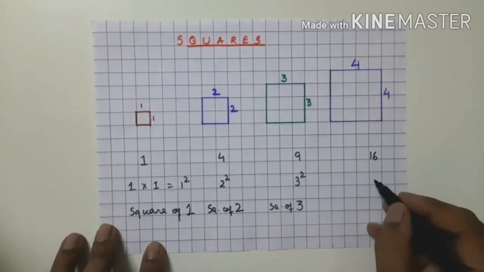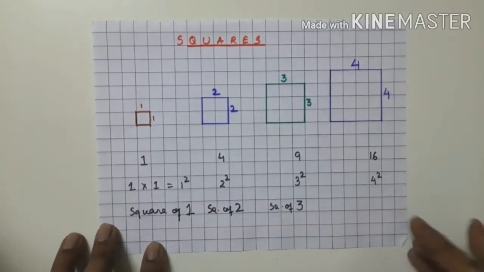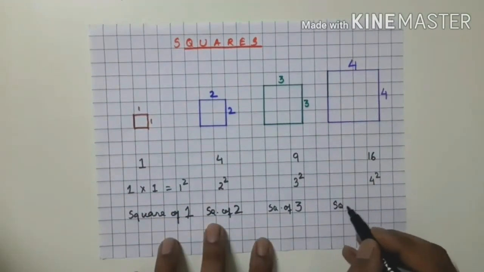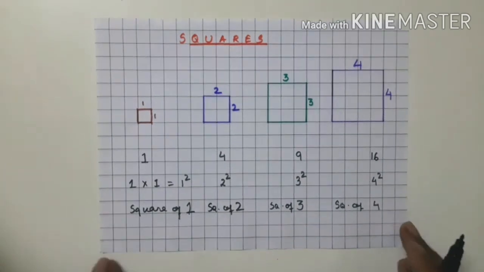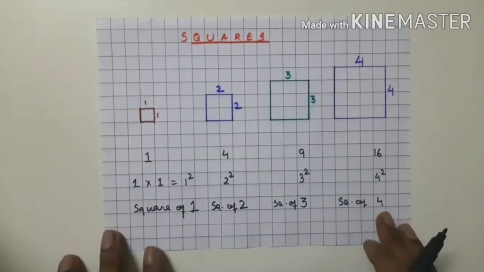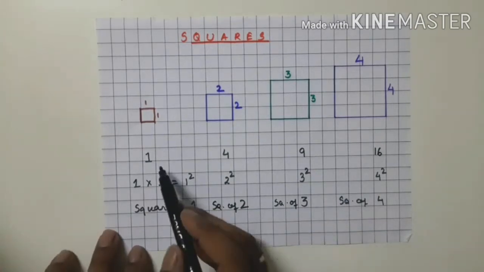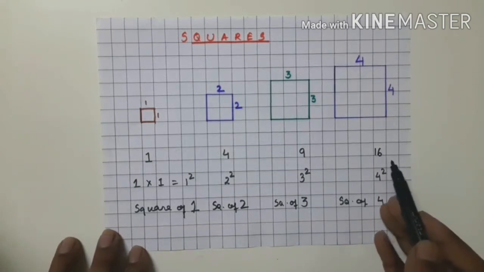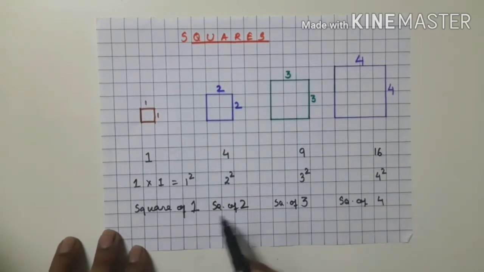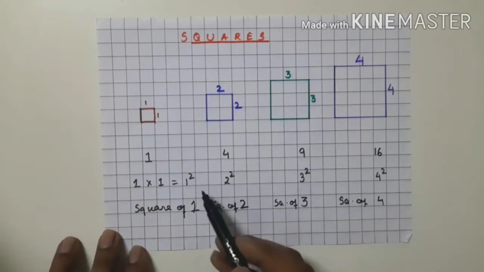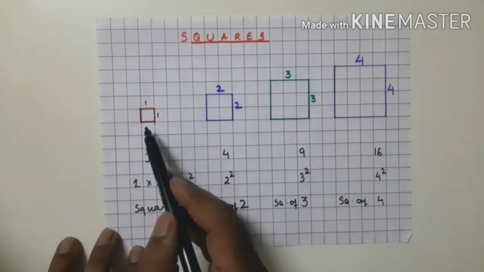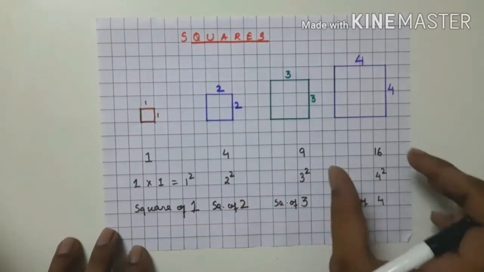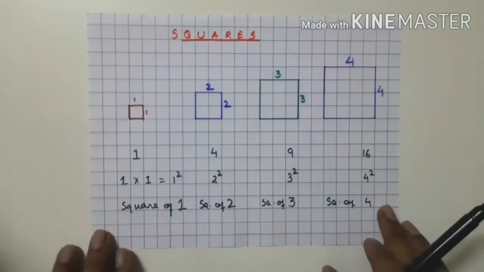Similarly, 16 can be written as square of 4, because this is a square, you can see here. So this is a square of 4 units. So this is the visualization of squares. So the numbers like 1, 4, 9 and 16, these are called perfect squares. As you can see here, these are the squares of natural numbers. So it is the square of 1, the square of 2, square of 3, square of 4. So this is the visualization of a perfect square.